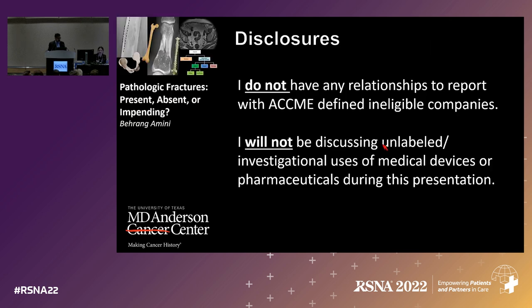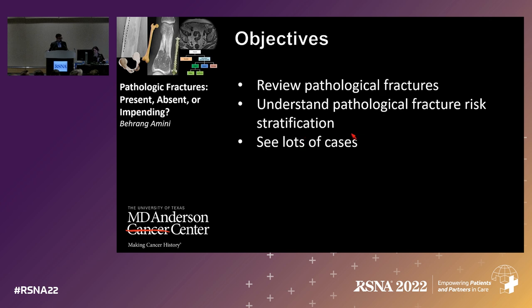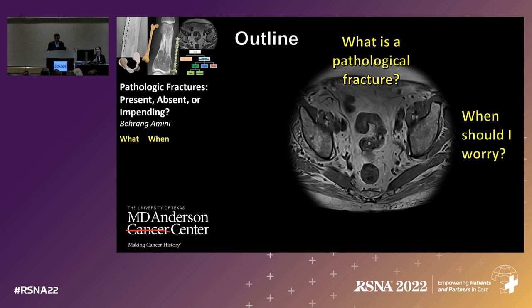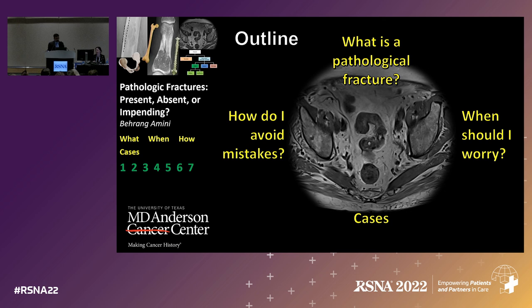All right. I do not have any disclosures. All right, so the objectives are to review pathological fractures, understand pathological fracture risk stratification, and once we get over that, just see a lot of cases. And pathological fractures are technically, there's some minimal trauma, but not the trauma we're used to. So when you come across a fracture, the questions you want to ask is, what is a pathological fracture first? When should you worry? How do you avoid mistakes? And then finally, we're just going to see a lot of cases. So let's talk about the what first.